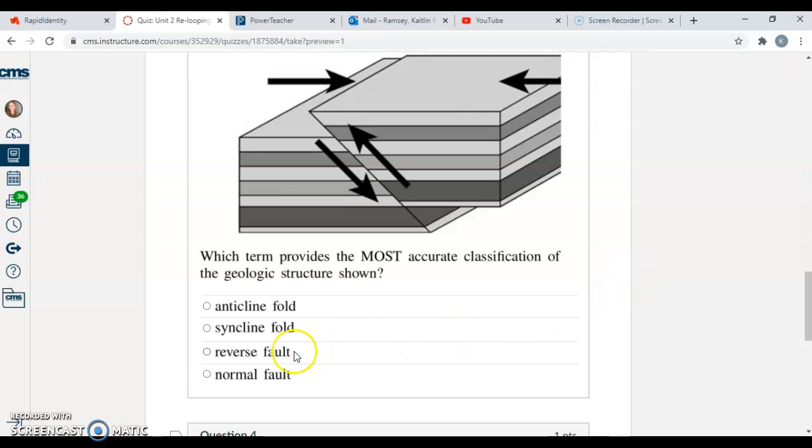So here we should have chosen a reverse fault, okay? Because again, in a reverse fault, we have our hanging wall that is thrust up above our footwall, okay? So since our hanging wall is up here, we know it's a reverse. And again, you can always identify the footwall because it will have an angle that is greater than 90 degrees, which we see right here.